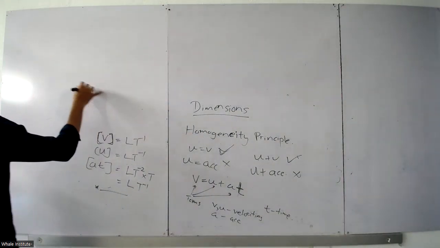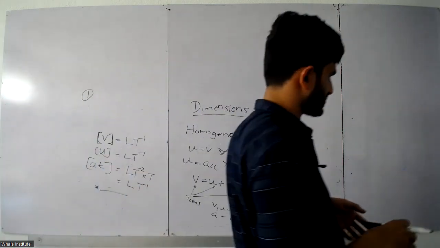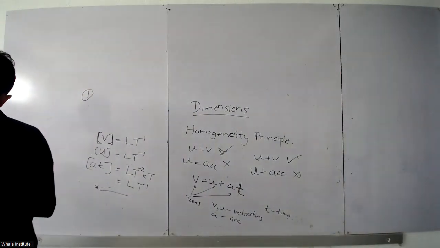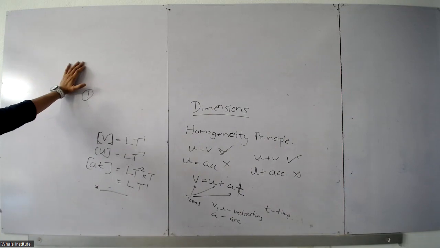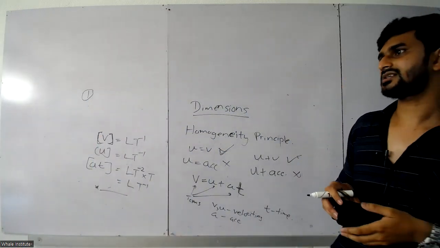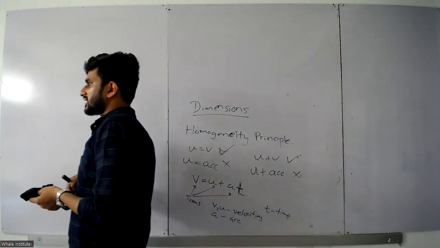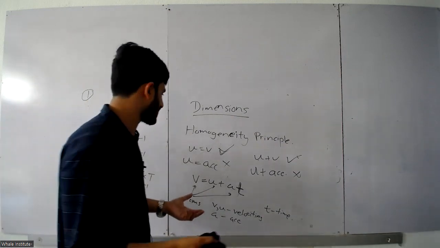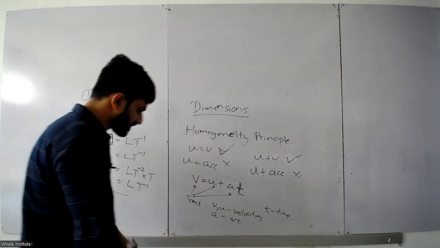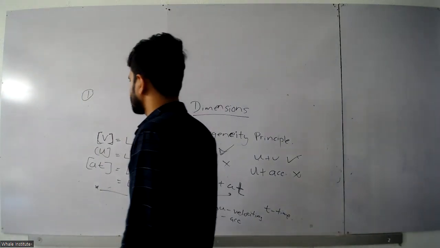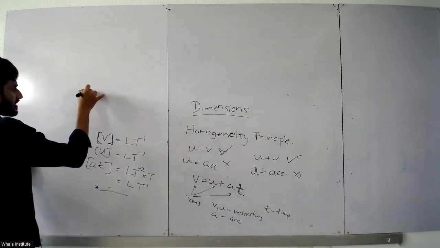That's the first application of dimensions, which is checking whether equations are dimensionally correct or not. Now, an equation may be dimensionally correct, but we can't check whether it is physically correct or incorrect. So we have to do some practical work and then we can get the correct equation.